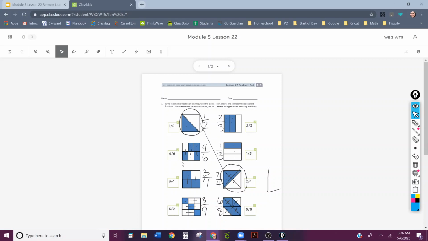Next one is this one here. So we want to try to match this shape. So what we're going to think about is, what if we move this one over here and we shade this spot instead? So we're going to shade this spot instead.